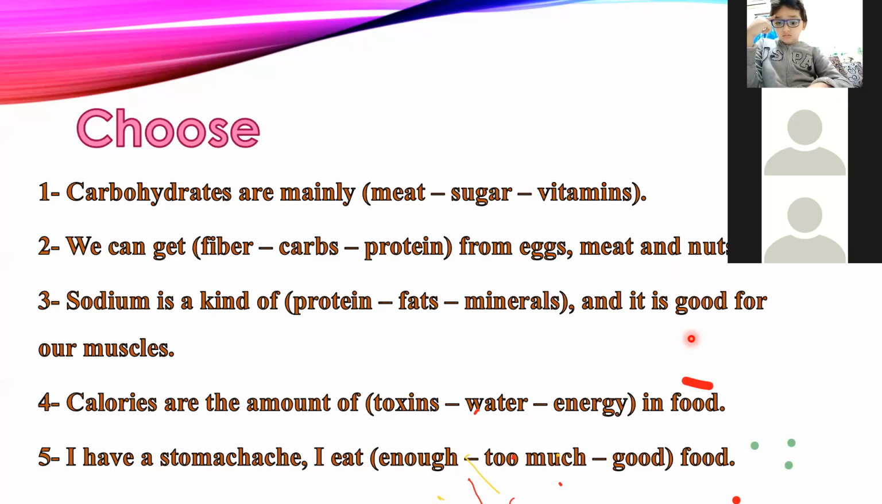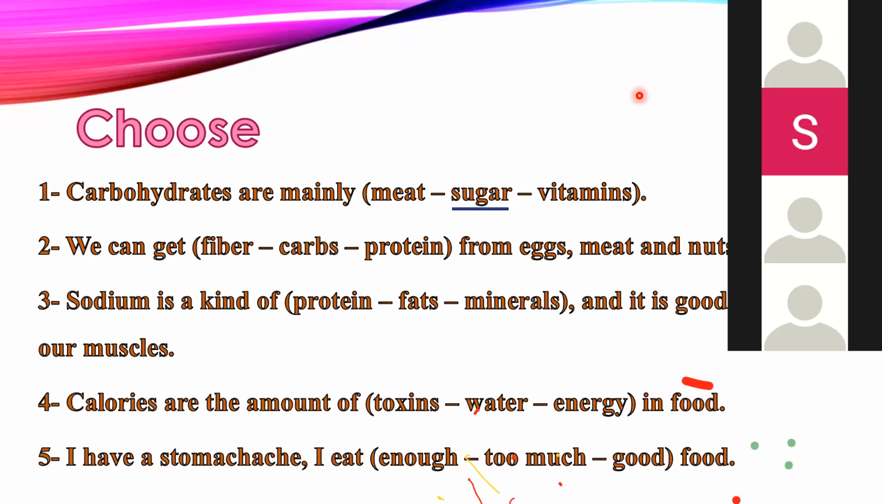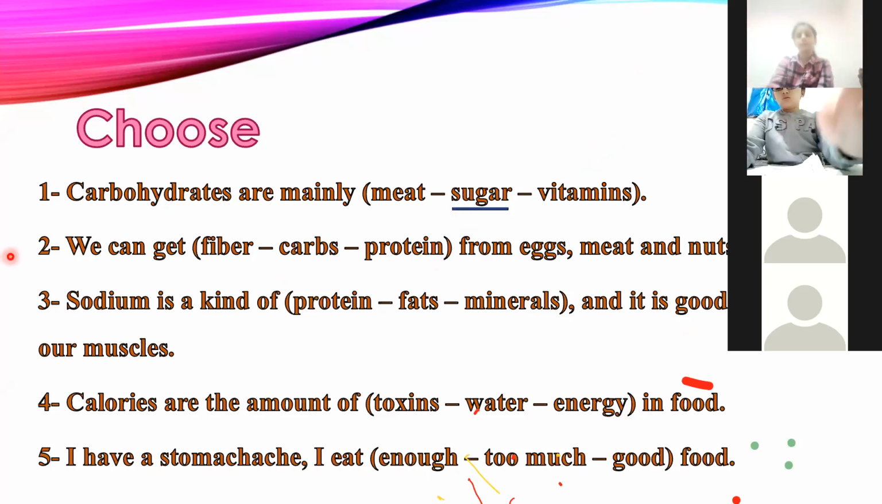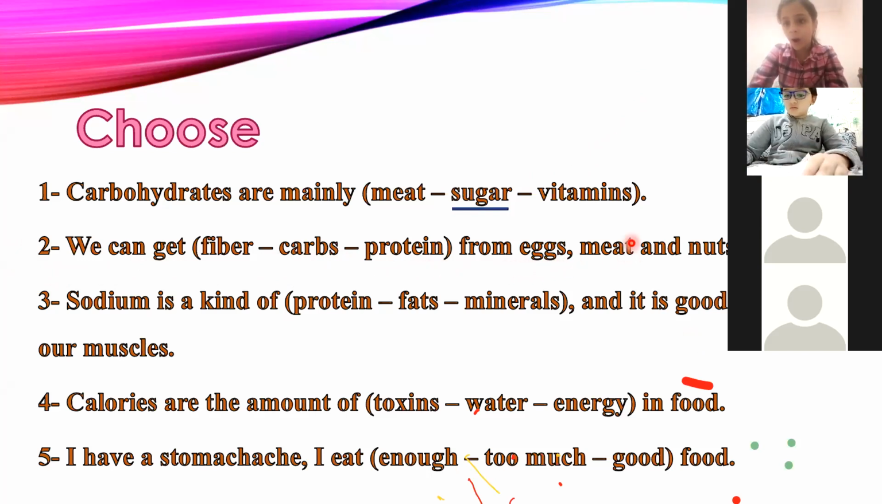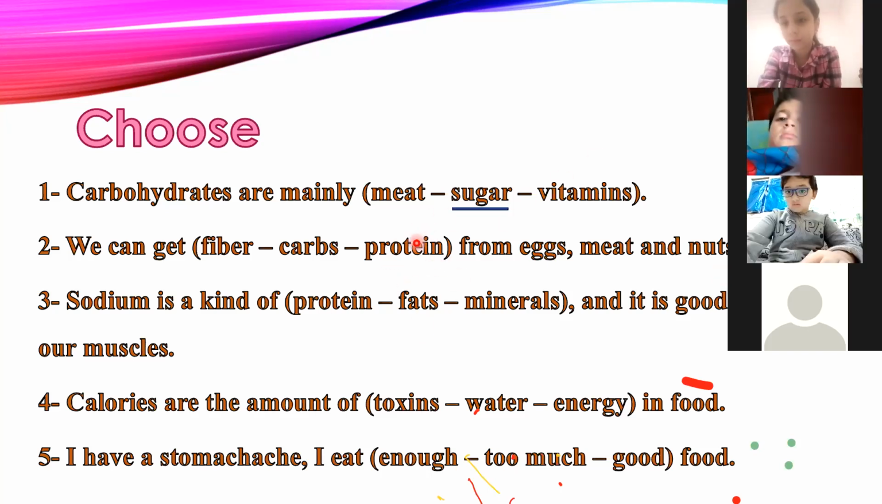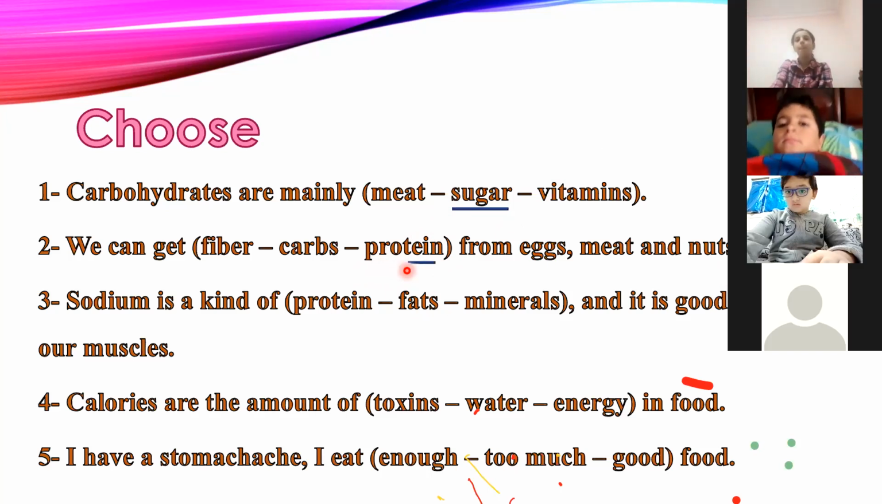Okay. So the answer is what? Sugar. Yes, the answer is sugar. Number two, we can get fiber, carbs, protein from eggs, meat, and what? And nuts. What is the answer? Yes, protein. Excellent.